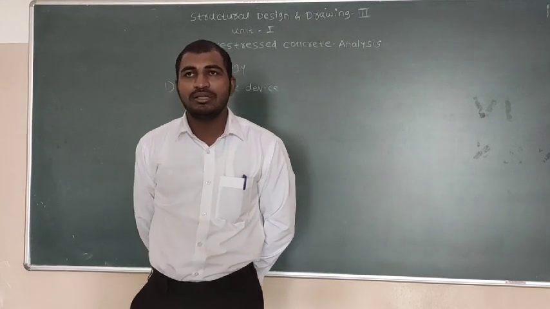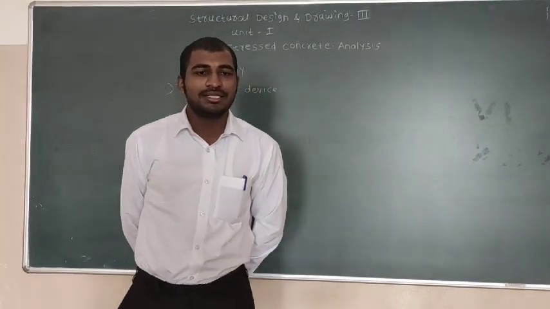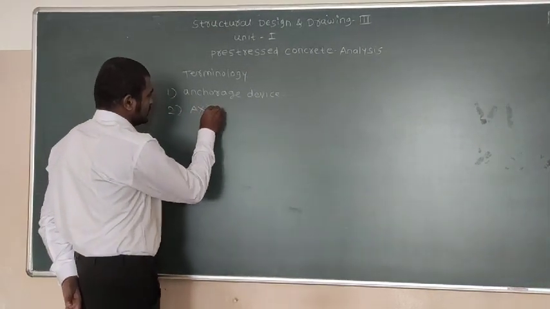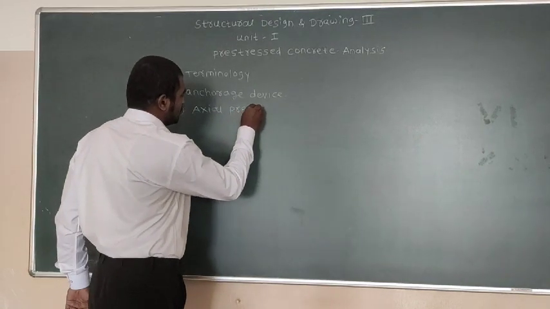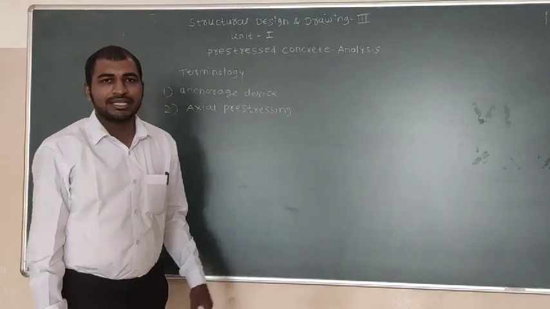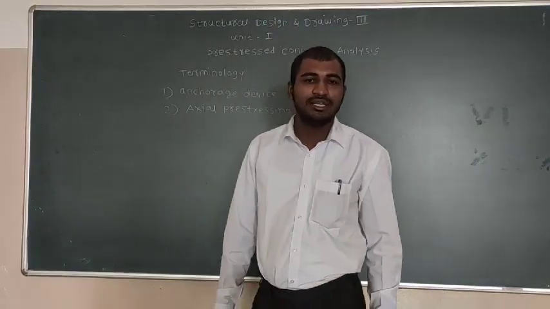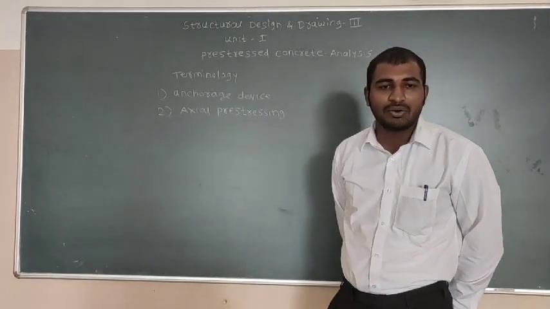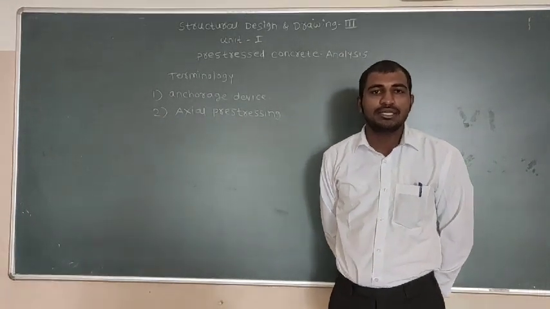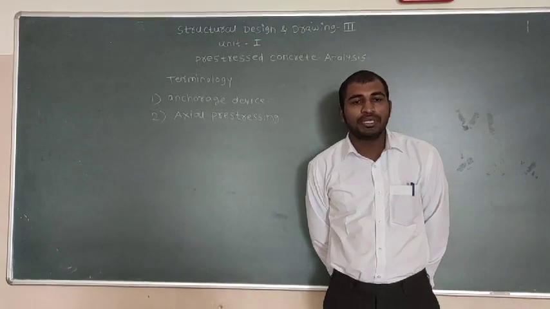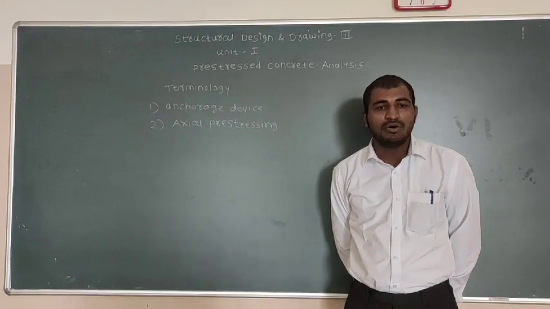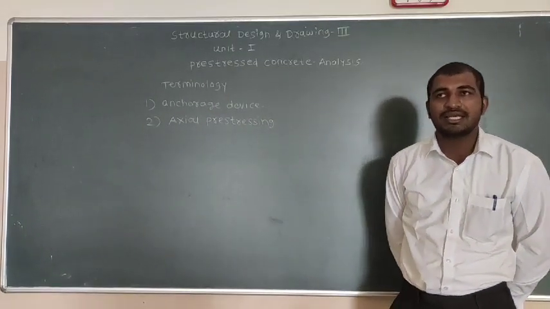Then the second terminology is axial prestressing. Axial prestressing is nothing but members in which the entire cross section of concrete has uniform compressive prestress. In this type of prestressing, the centroid of the tendons coincides with that of the concrete section.